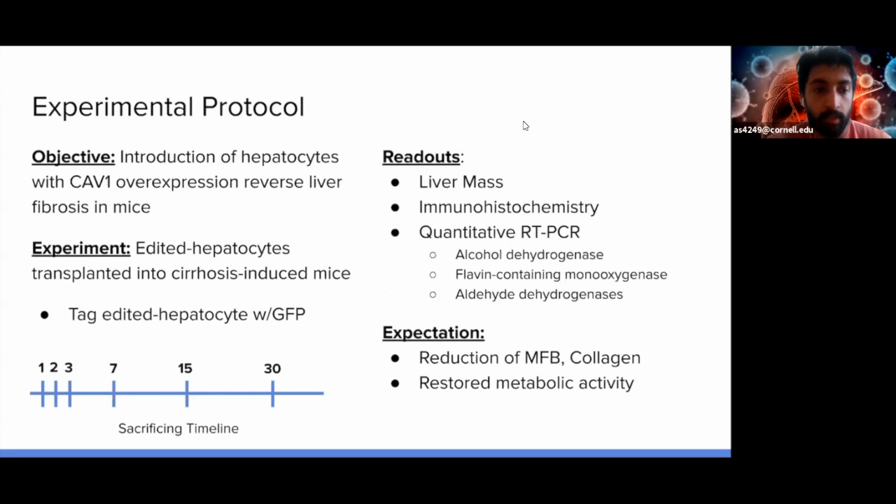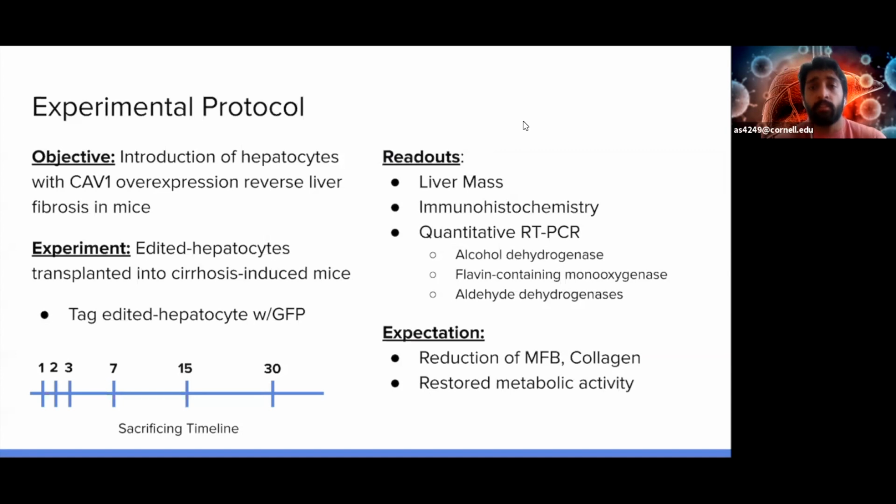Once we have established this association, we move into our in vivo model. We're first going to introduce these hepatocytes with this overexpressed caveolin-1 to reverse liver fibrosis in mice. So first, we're going to take cirrhosis-induced mice and transplant our edited hepatocytes. As with the timeline shown below, we will sacrifice the mice first at 1, 2, 3 days, and then go on a weekly basis at 7 days, and 15 and 30.